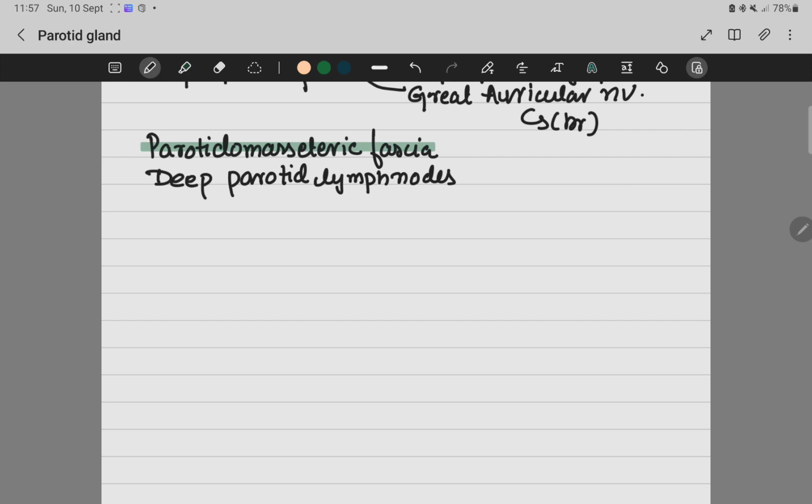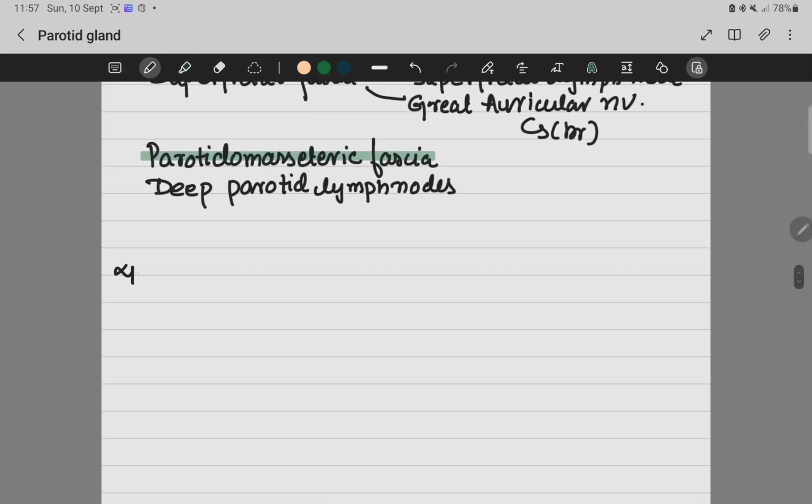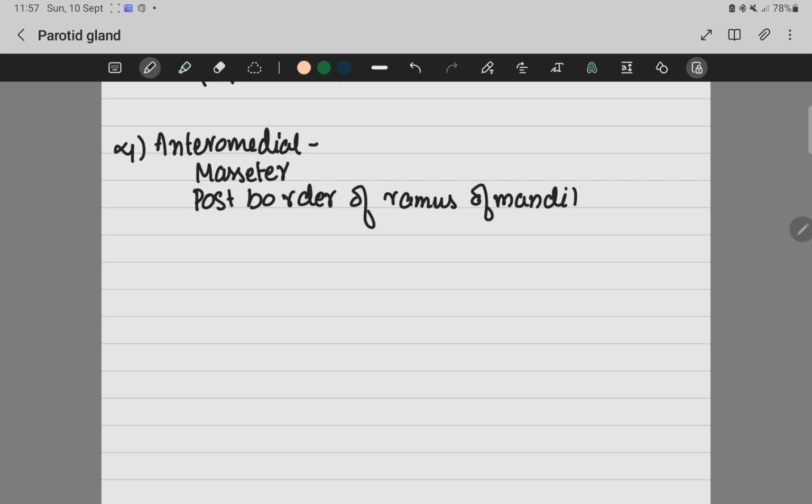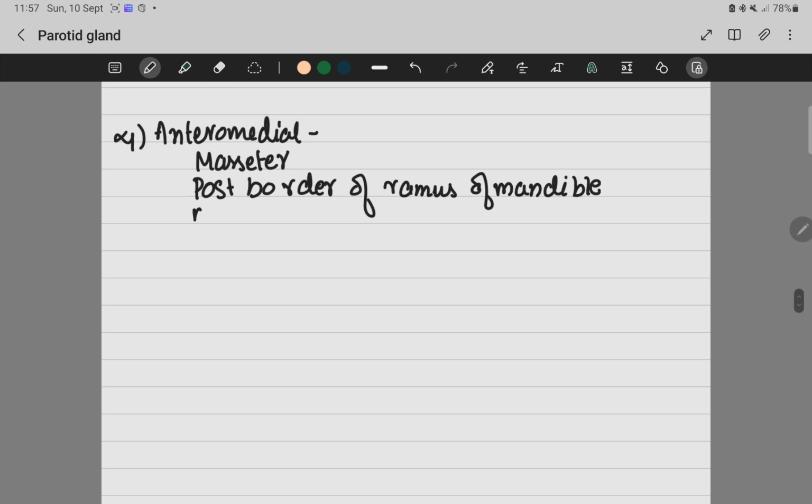Moving on to the anteromedial surface. Third is fourth, anteromedial. It is related to the masseter, the posterior border of the ramus of mandible, and the medial pterygoid.